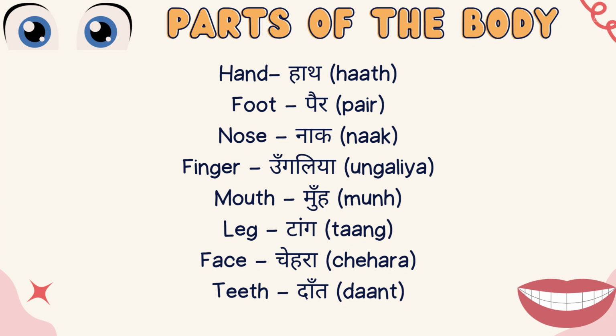Let's do a quick recap. Hand, hath. Foot, pair. Nose, naak. Finger, ungliya. Mouth, muh. Leg, tongue. Face, chehra. Teeth, dant.